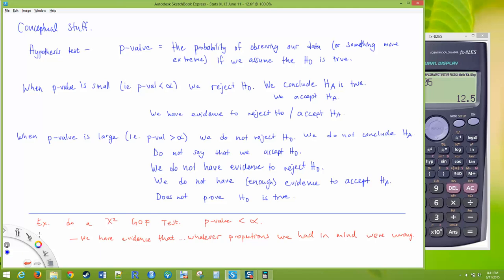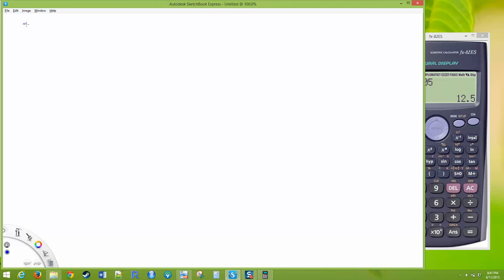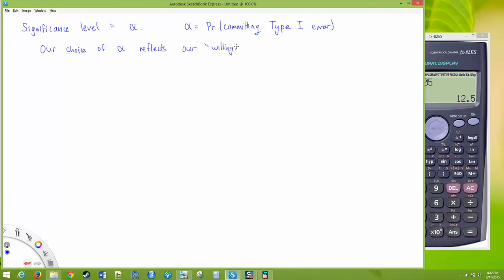Okay, other conceptual stuff. Let's talk about alpha, our significance level. What is alpha equal to? Alpha is equal to the probability of committing type 1 error. Our choice of alpha reflects our willingness to commit type 1 error.